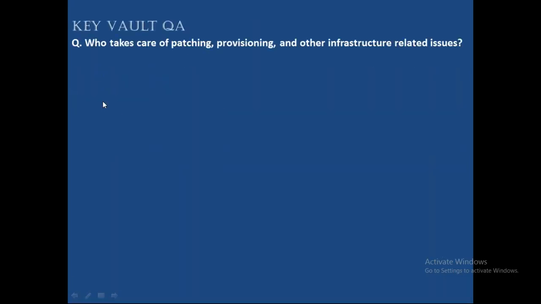Next, Key Vault Q&A. Some of the questions people will ask. Because I have seen these questions in the documentation, I just included them. Who takes care of patching, provisioning, and other infrastructure related issues? Sometimes, last year we saw many companies had many systems affected by some virus. In those cases, we need to patch immediately. Cloud providers also need to take care of all their infrastructure. Immediately they are going to install the patching, and some kind of antivirus software. Who does this? Microsoft does all these things. You don't need to worry about this.